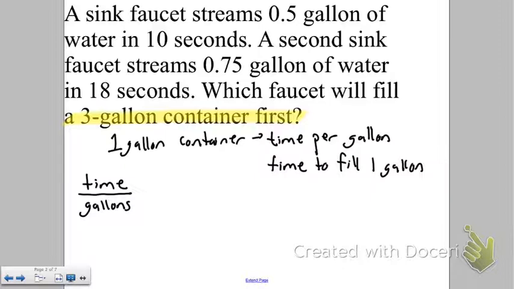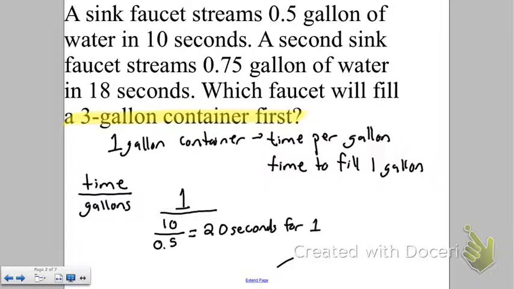I'm going to start with the first sink. Our first sink takes 10 seconds to fill 0.5 gallon. When I do 10 divided by 0.5, I get 20. So they will take 20 seconds for 1 gallon.